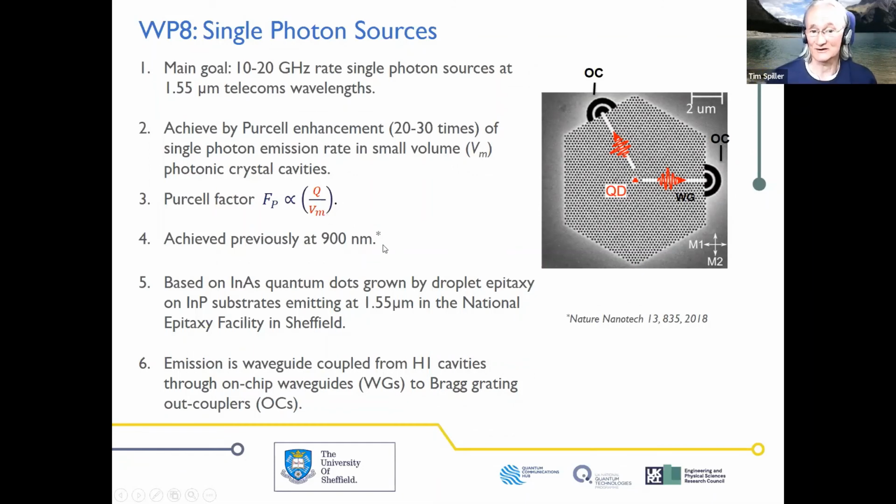And the good news is this has already been done at non-telecom wavelengths at 900 nanometers. And so the idea is that you'll grow quantum dots and you'll stick them in a cavity, and then the cavity will couple into a waveguide, and then you'll get the photon out into a fiber. So that's the idea. We want to build a bright single photon source at telecom wavelengths by embedding a quantum dot in the cavity.